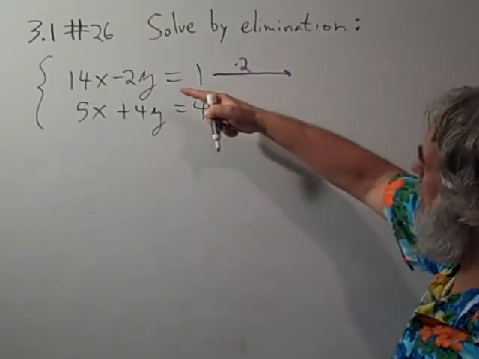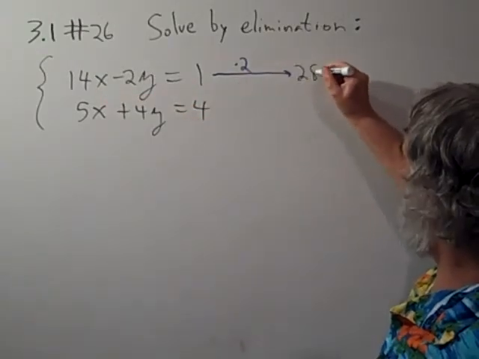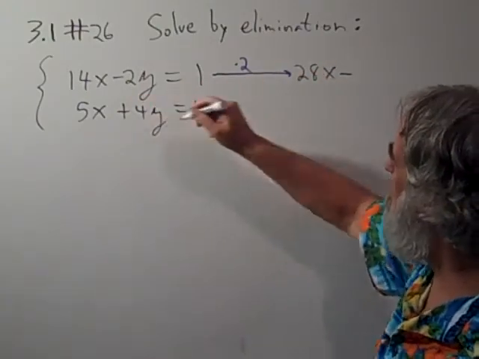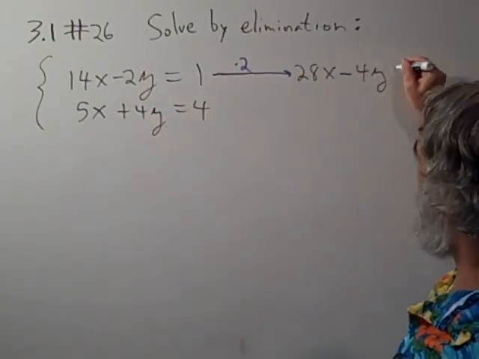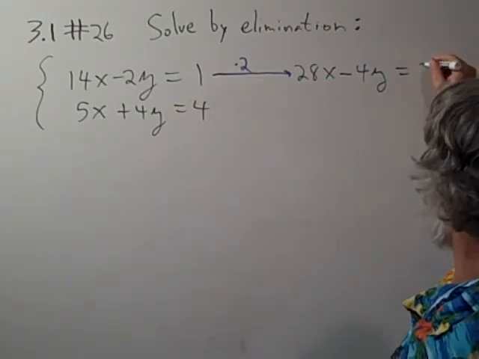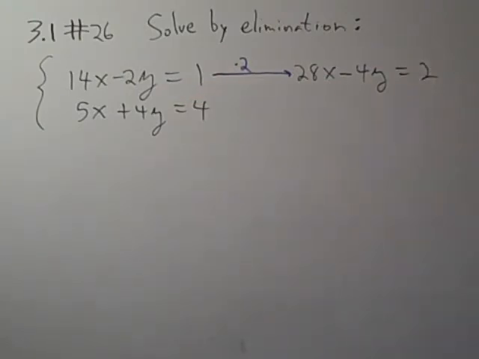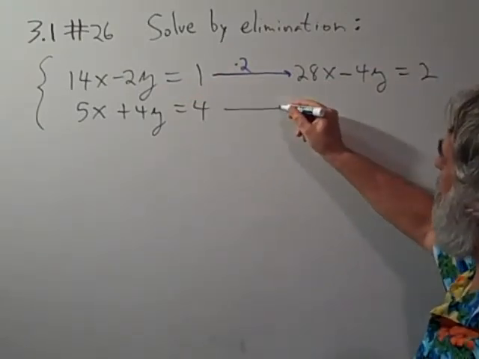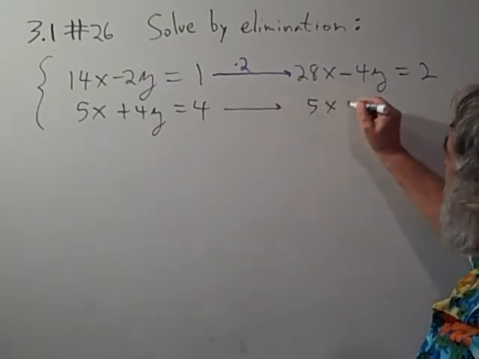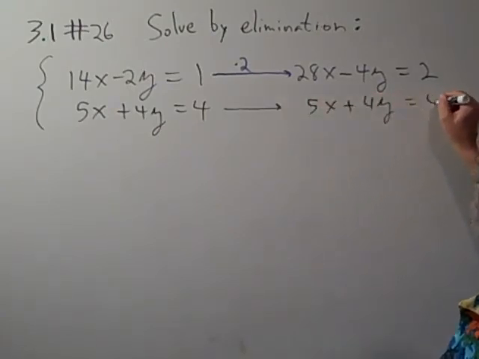Then instead of 14x's, we have 28x's. Instead of negative 2y's, we have negative 4y's. And instead of 1, we have 1 times 2, which is 2. Let's just bring the second equation straight over: 5x plus 4y equals 4.